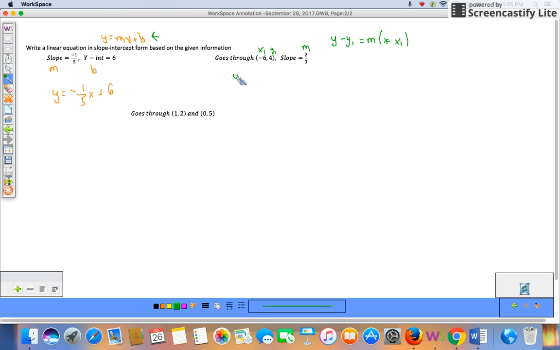Okay, so what this will look like is going to be y minus y1, which is 4, is equal to m, which is 2/3, times x minus negative 6, which is our x1.